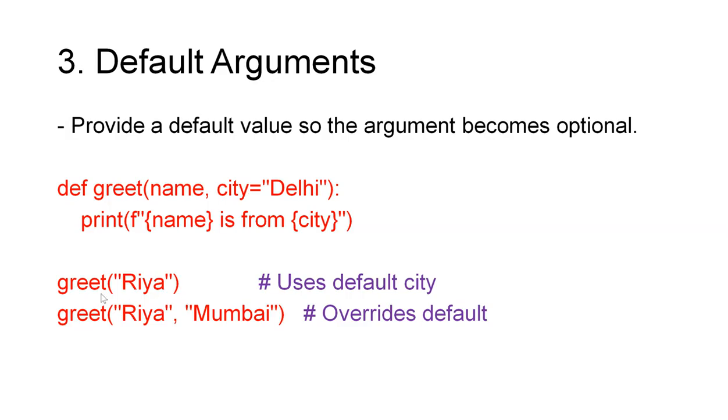So consider the examples. If I'm giving greet of Ria, it will display Ria is from Delhi. But if I'm mentioning the city name also and passing it as an argument, it will override the default value. So the second statement will give you the output as Ria is from Mumbai.